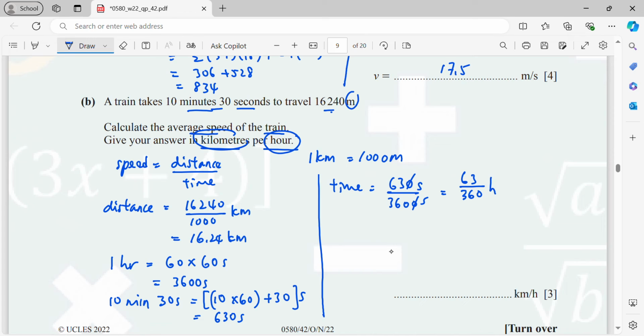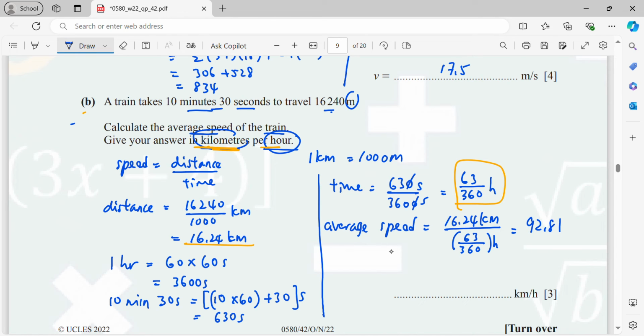Then now for my average speed, I have converted them into kilometers and also hours, and here the unit is kilometers per hour. So you just divide. That is 16.24 kilometers over 63 over 360 hour. And this is going to be 92.8 kilometers per hour. So that is the solution of this question.